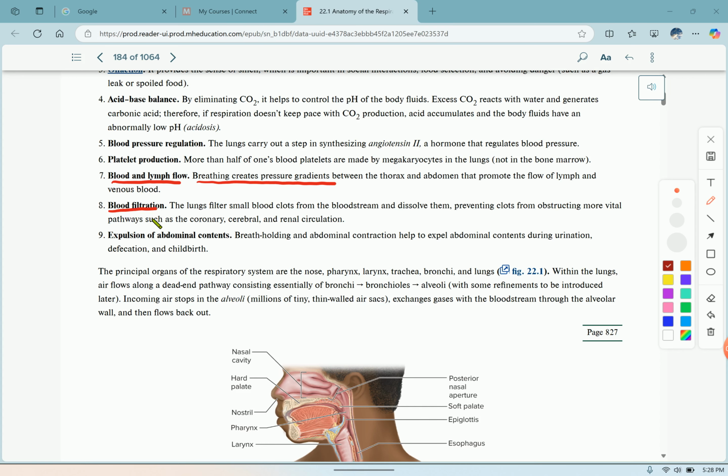The lungs also help with blood filtration. So the lungs do filter out small blood clots from the bloodstream and dissolve them. And then you have expulsion of abdominal contents. So breath holding and abdominal contraction help to expel abdominal contents during urination, defecation, and childbirth.